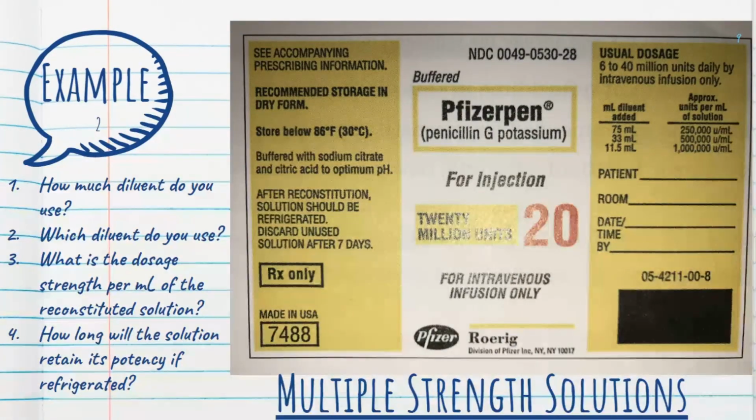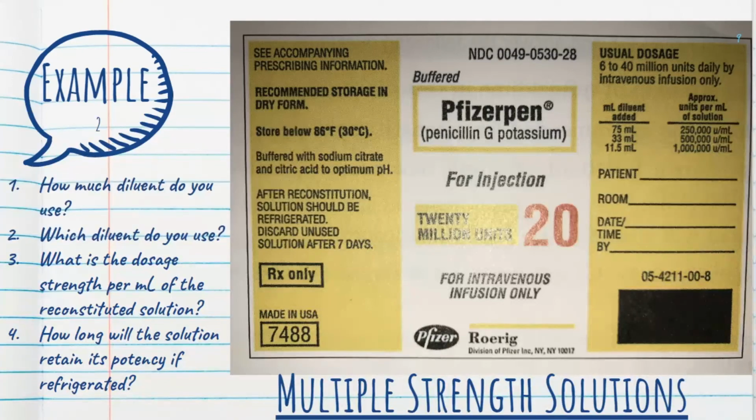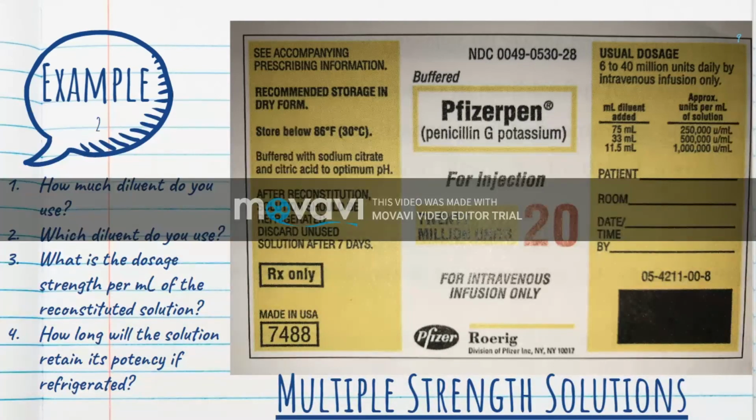Here's example number 2. Down at the bottom, look, I've written multiple strength solutions because over here in the right-hand yellow box, it gives you 3 different options. That's way too much work. So we have to read these directions very carefully. We don't want to screw it up.